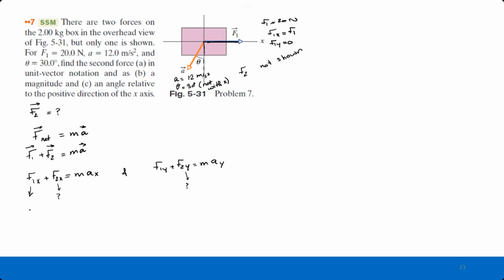So I'll just substitute these here. I'll have F1 plus F2x, which I don't know, equals ax. Let's look at the acceleration vector. The acceleration vector is oblique, so it will have an x component which is equal to a cosine theta and a y component which is a sine theta, where theta is the angle with the x-axis.